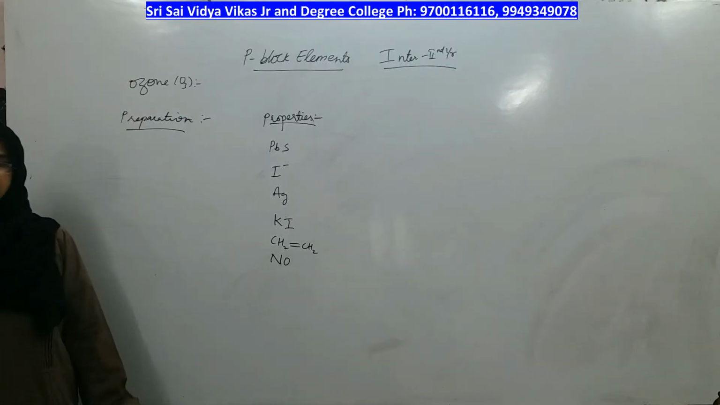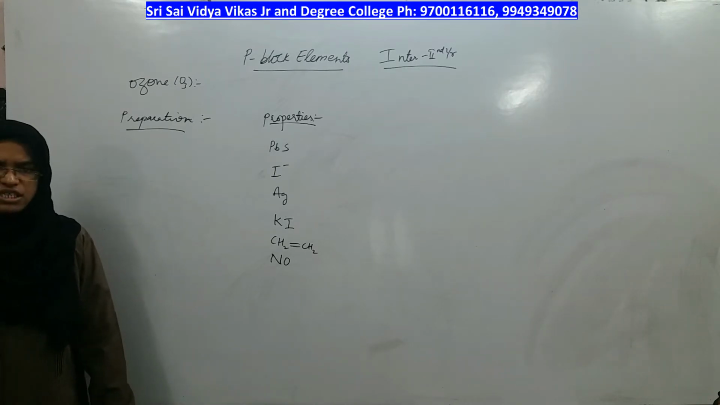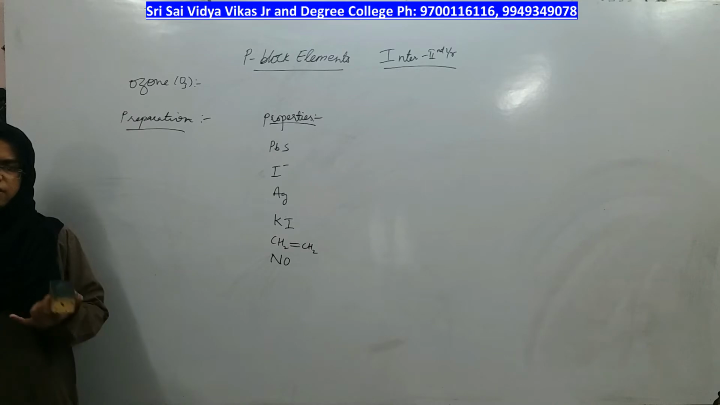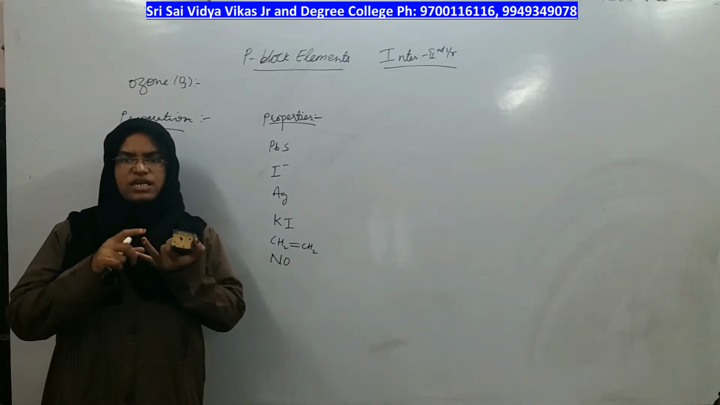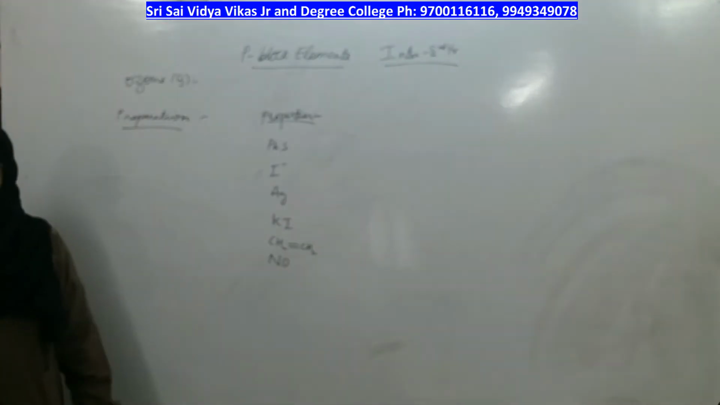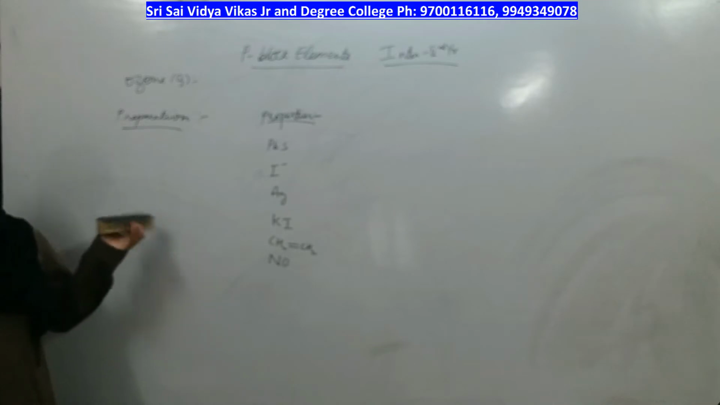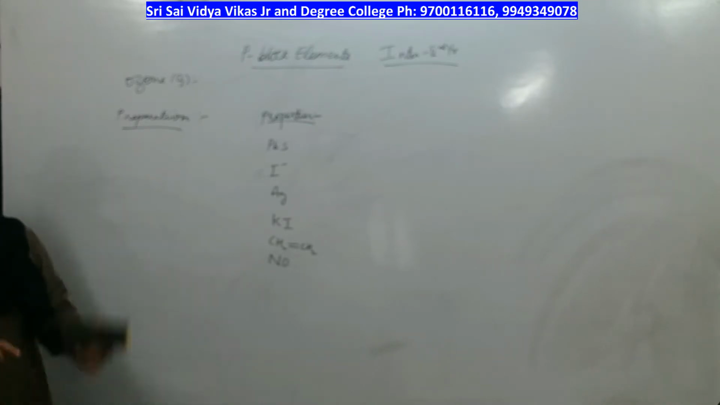In continuation with the last video, we are starting with the next element of oxygen, which is ozone. In the last class, we have seen the compounds of oxygen like oxides and dioxygen. Ozone is what we are going to see now. Now the next compound is ozone.